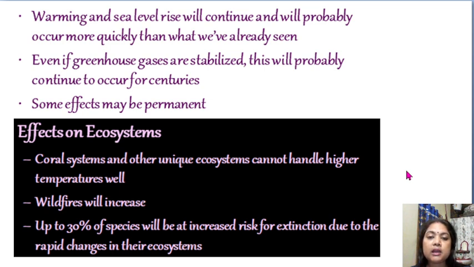Warming and sea level rise will continue and will probably occur more quickly than what we have already seen. So sea level will rise. You have one more effect, that is El Nino. El Nino means the warming phase of the ENSO or El Nino Southern Oscillation that happens inside the sea, for which the frequency of typhoons, hurricanes and cyclones increases.